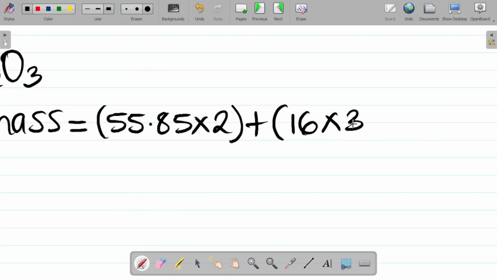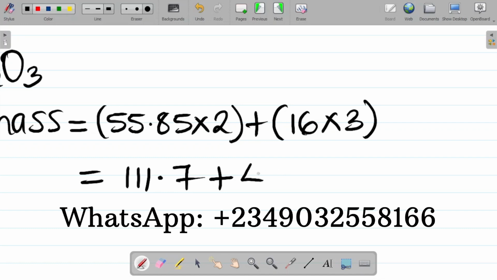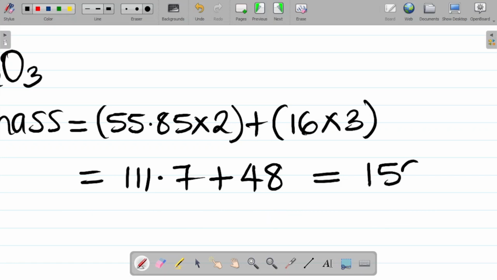16 times 3. All right, let's impute values. The first thing we have there is 55.85 times 2, and that gives you 111.7, plus 16 times 3, and that's 48. All right, if I sum this together, that becomes 48 plus 111.7, and that's 159.7.